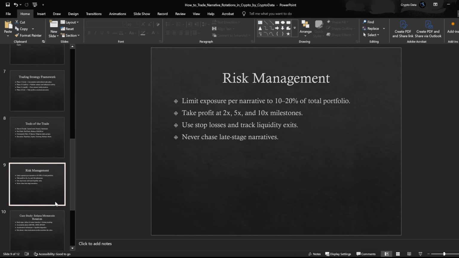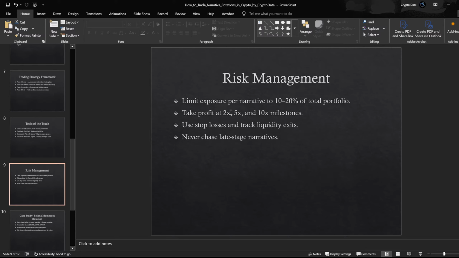Next, risk management. So limit your exposure per narrative to 10 to 20% of your total portfolio. Do not bet the farm on this, guys. I know narrative rotations can be lucrative, but at the same time, they happen quickly, so you got to be safe and you got to properly manage that risk. So if you have a $10,000 portfolio, only allocating $1,000 to $2,000 of it to these new narratives, then you can still make a good chunk of money.